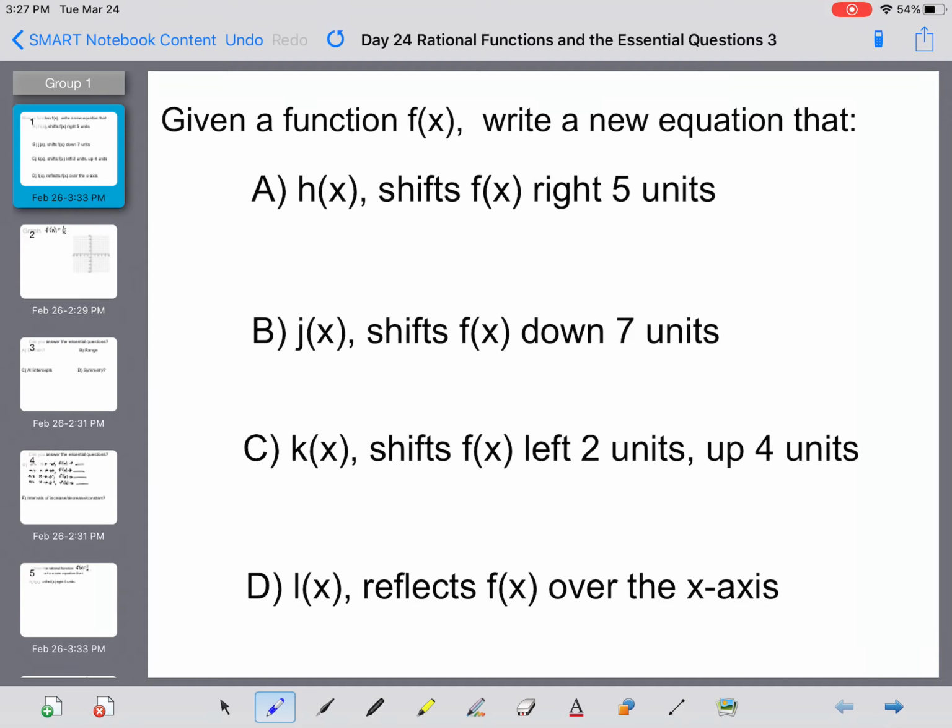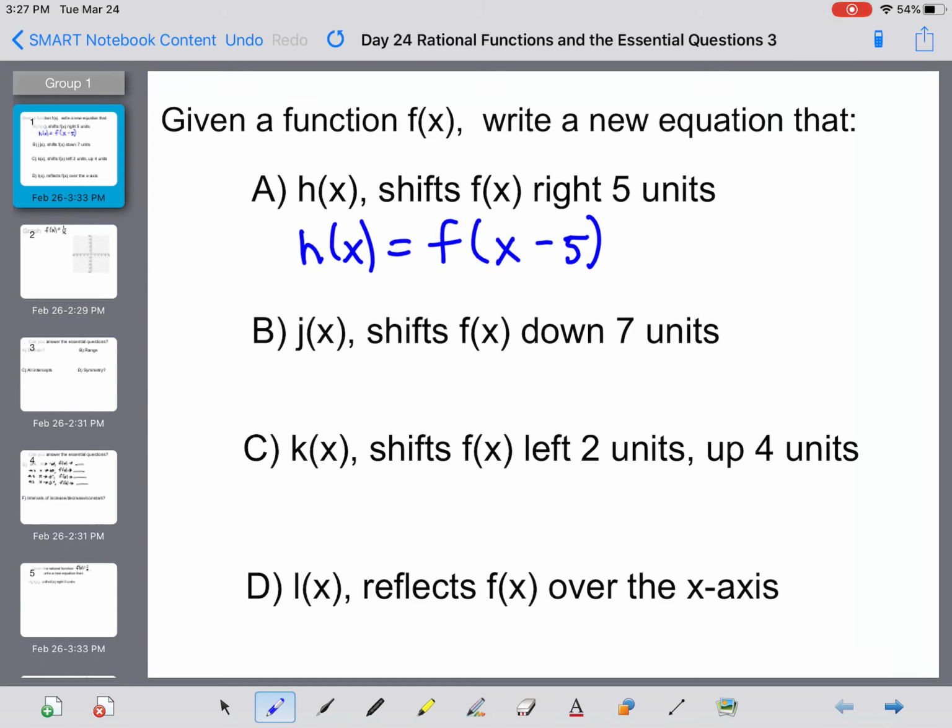All right, hopefully you had a chance to go ahead and try these transformations. So f of x is going to get shifted to the right 5 units, and that's going to become our new function h of x. So if you are doing a horizontal transformation, it is going to go inside with the x value, and it is opposite of what you think. So if it's going to the right 5 units, that's going to be an x minus 5. So h of x would equal f of x minus 5.